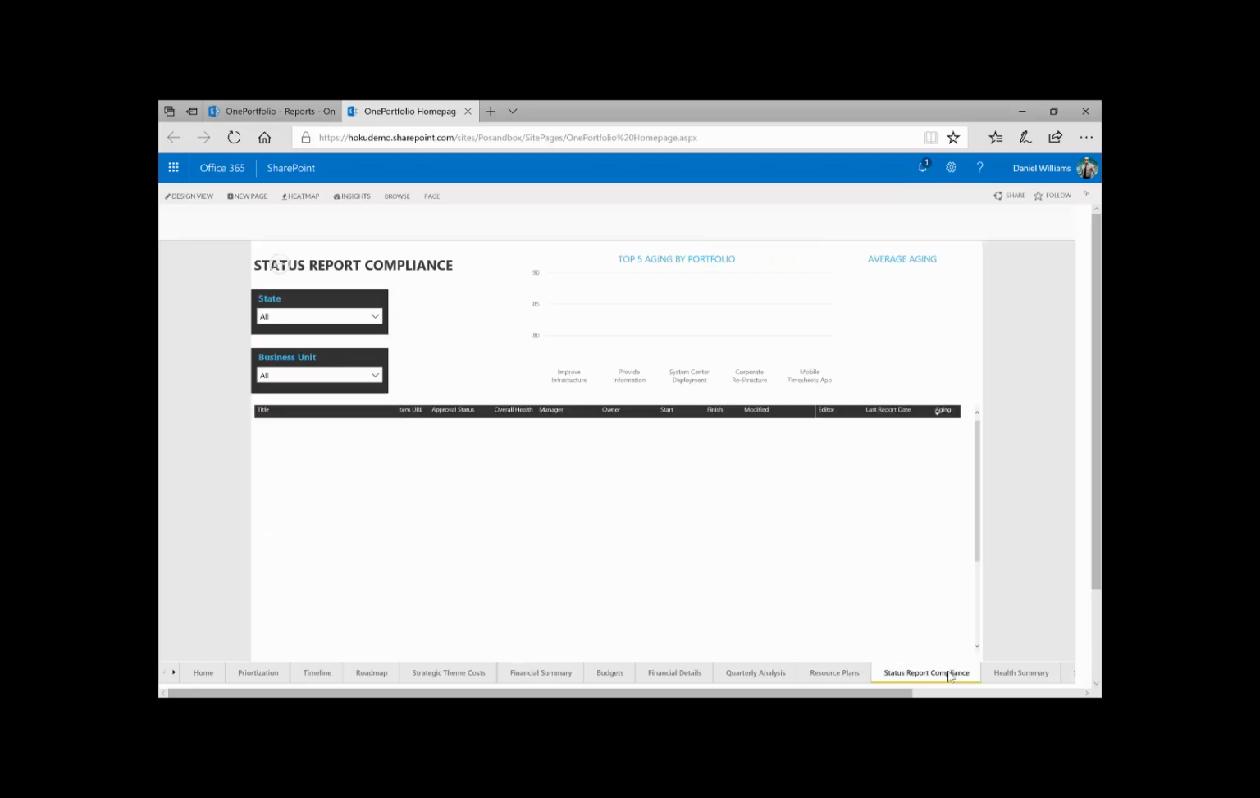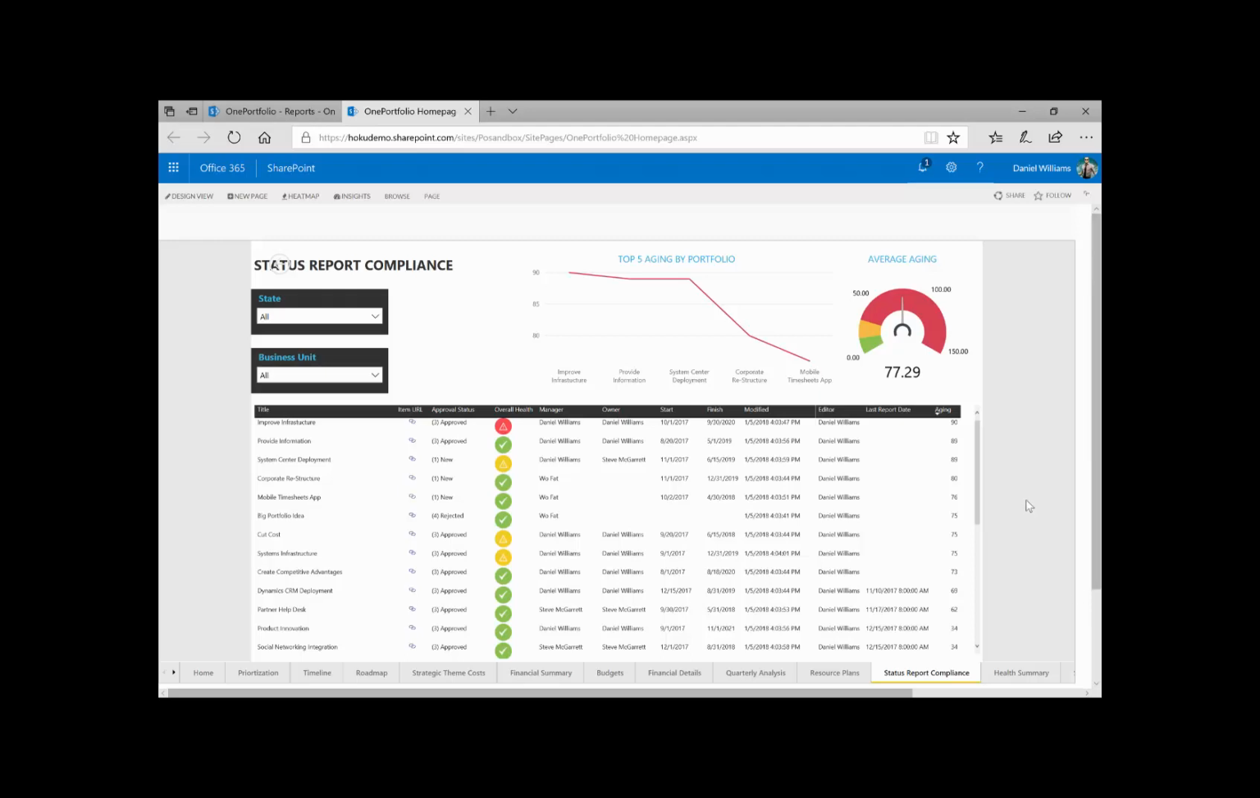Also, status report compliance. One of the key metrics here is, do I have current updates? Am I getting updates from the different project teams or initiative teams about where things stand? This is more narrative-based status reporting: what we've accomplished, what hurdles we're running into. And here I can take a look at not a good picture, where the average aging on my status reports is 77.29 days, which means on average I have not heard about any of these projects for about 2 months.